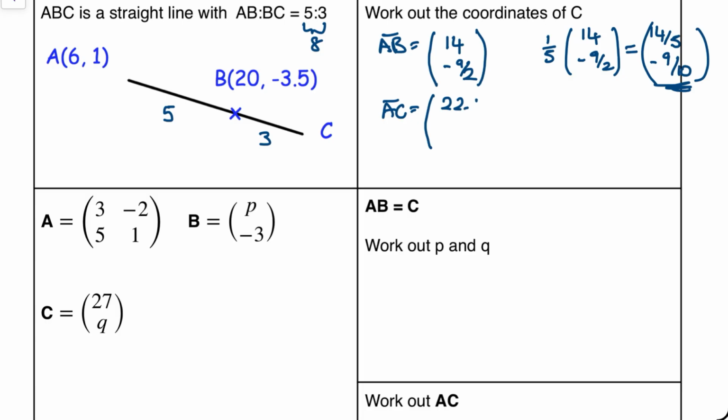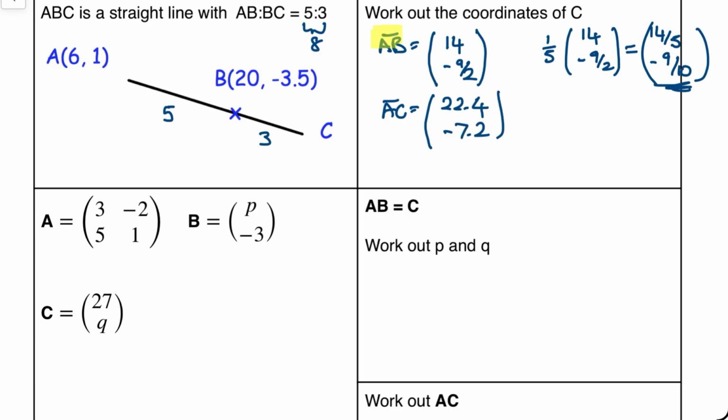So remember, this is to get from A to C. And then in the y-axis, it's going to be minus 9 over 10 multiplied by 8, which is going to be minus 7.2. Let's run through what I've done quickly again.